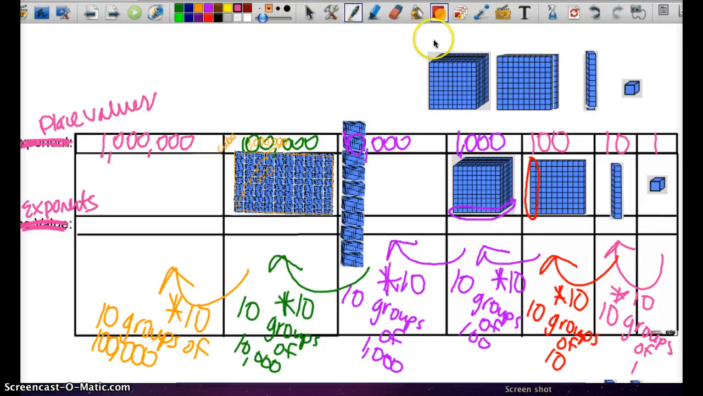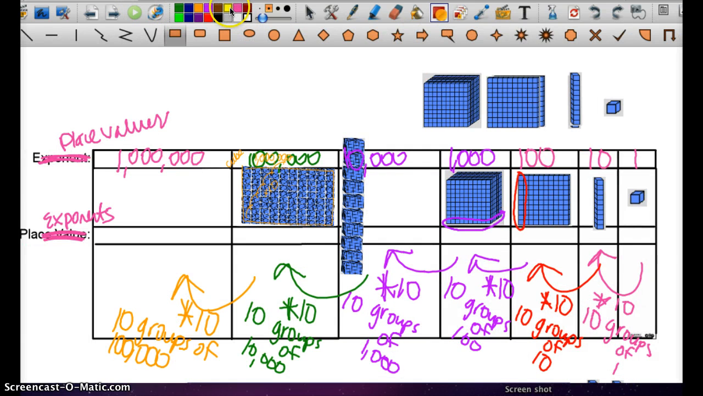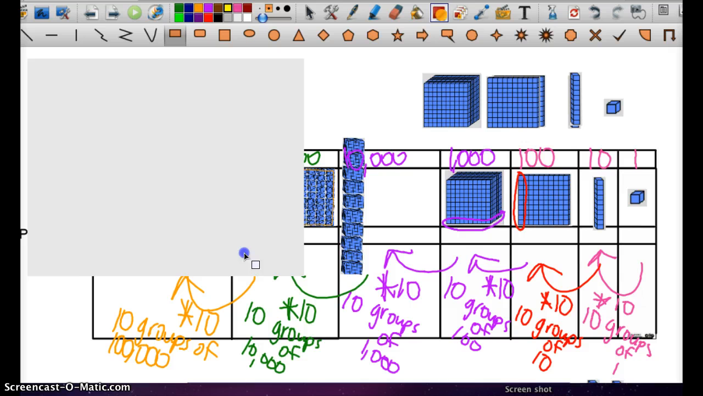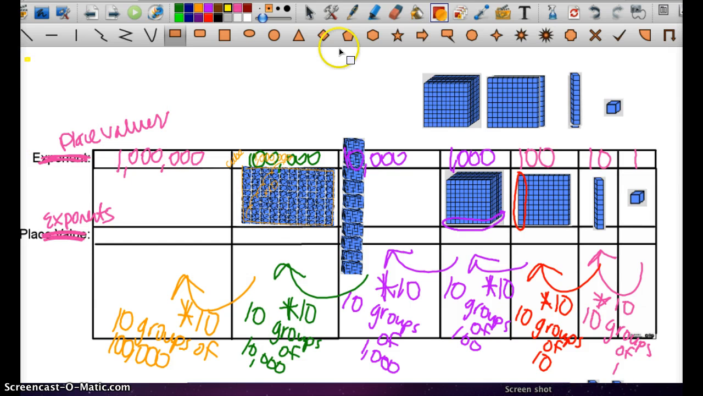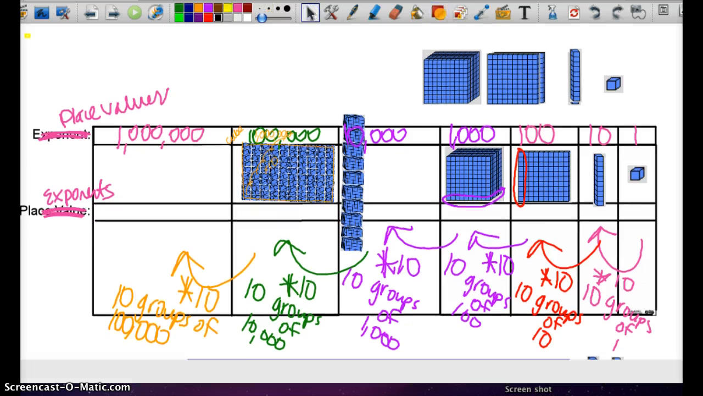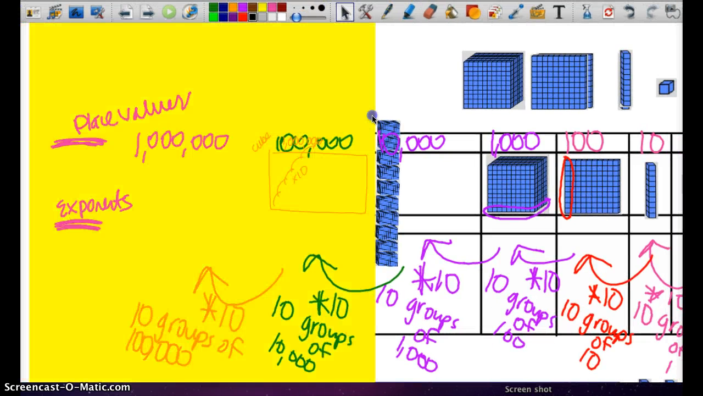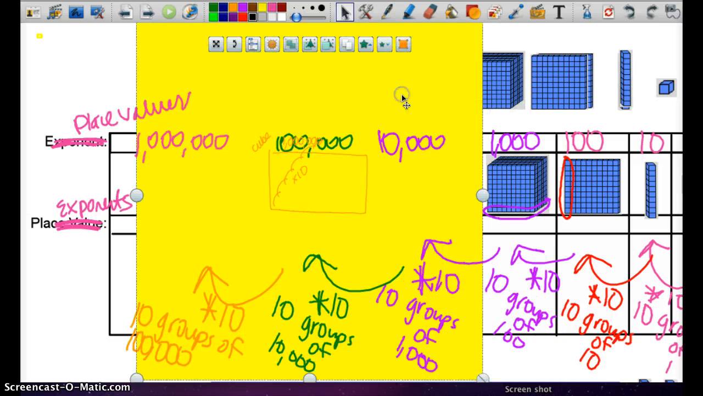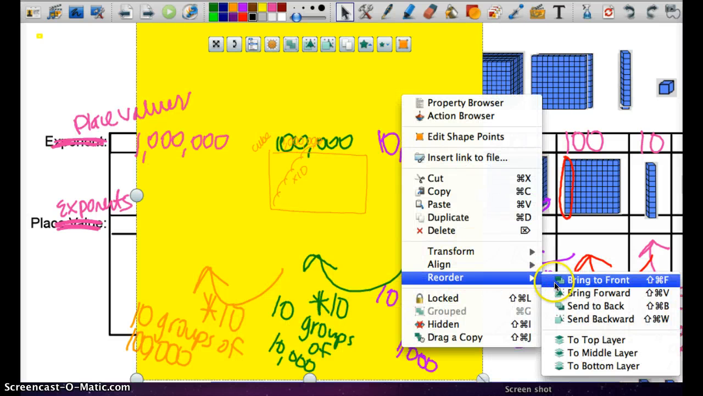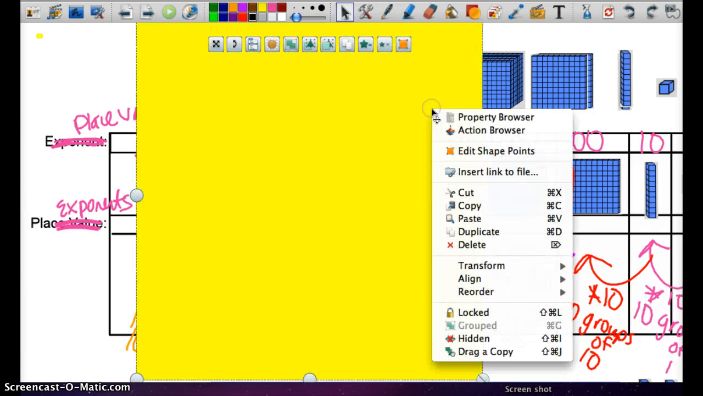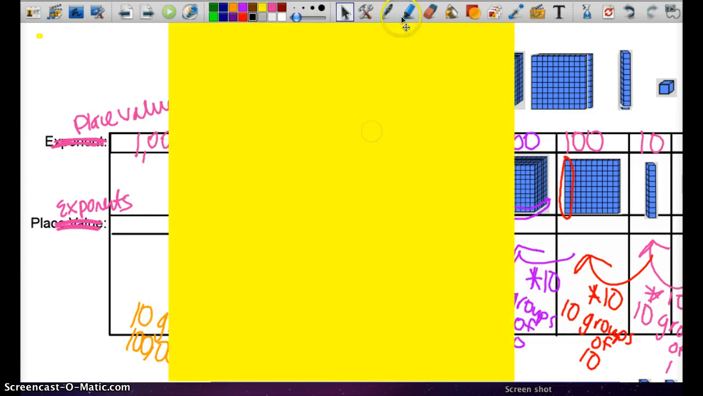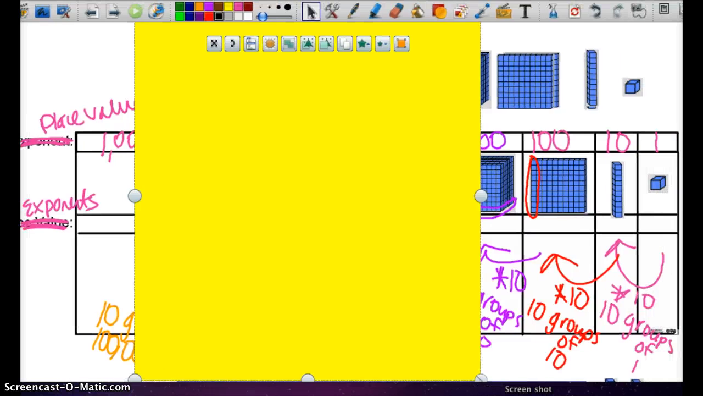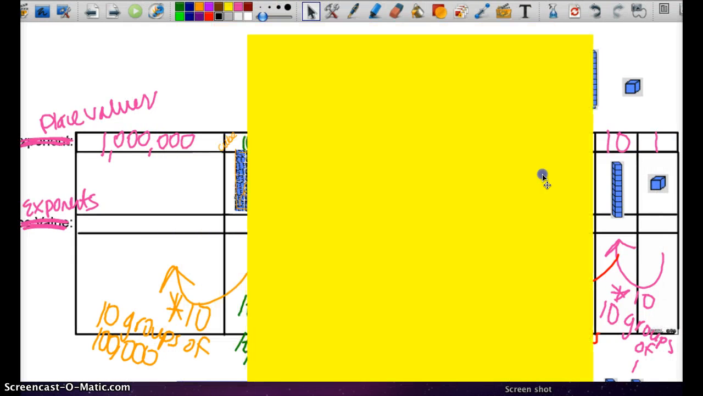What I do is I get a blank screen. Let's see, and I cover, let's see, where did it go? So I use this screen. Let's make sure that it is covering up everything. So we're going to reorder, bring to the front. And then what I'm able to do is talk about where the exponent numbers come from.